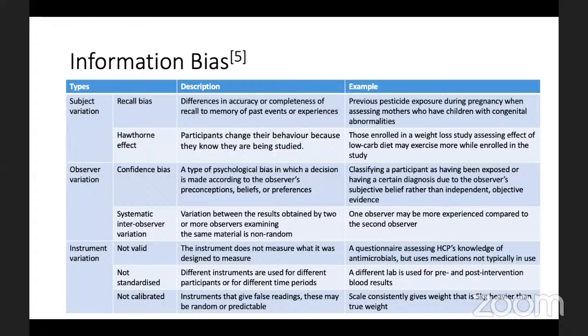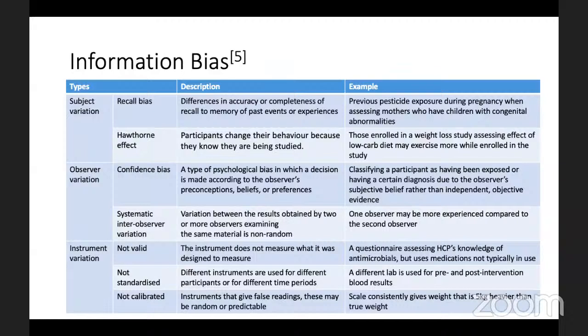Okay, next we've got information bias. You get different information bias depending on the source of your information. You could get subject variation, observer variation, and then instrument variation. I'm just going to go through a few of these. Recall bias is especially important in case control studies because cases may more closely scrutinize their past history, looking for ways to explain their illness.